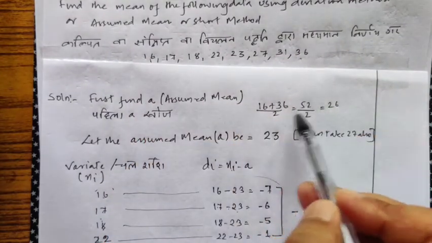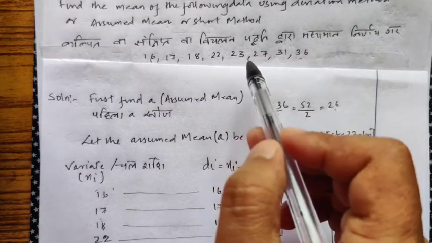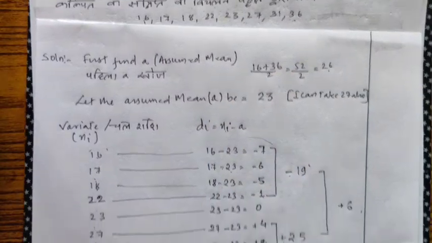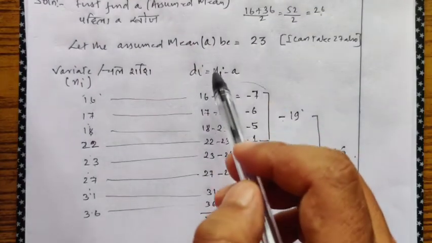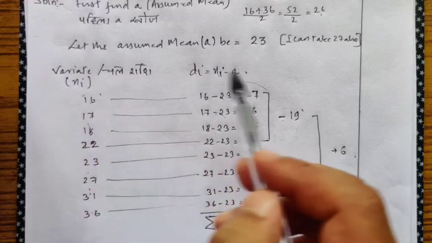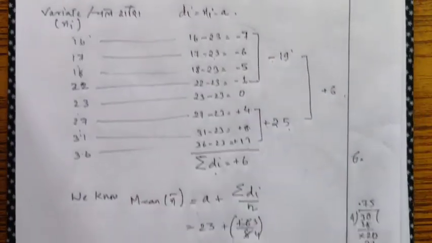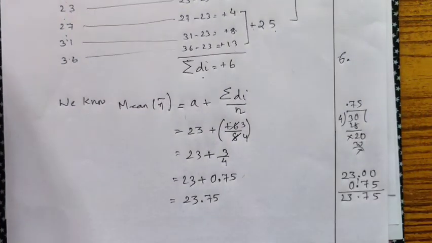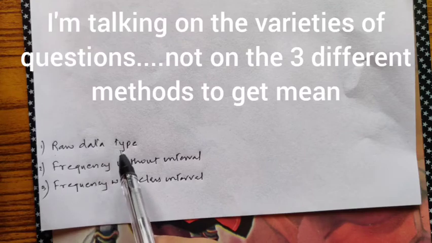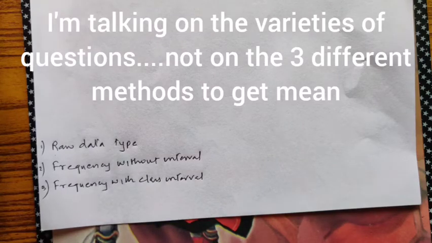I need to find A. Lowest and the highest divided by 2, that's 26. Where did this 26 fall? Here. So I can take my A as 23 or I can take my A as 27. And how do I find di? Di means xi minus A. This is my xi, the variate, and my A is given. So I hope it's clear, guys. Very easy. A quick recap of what we have done. Firstly, we've done the raw data type. Okay, let me show you the example. Raw data type. Give me a minute.